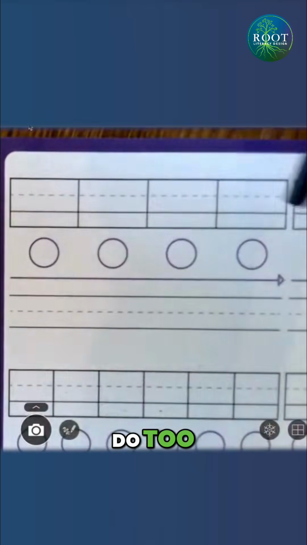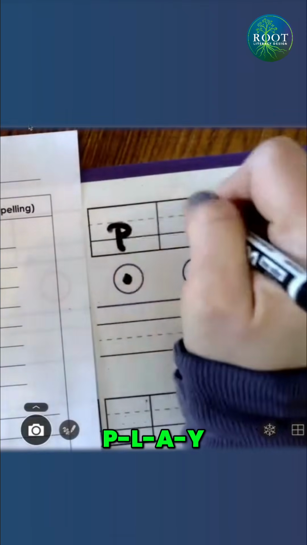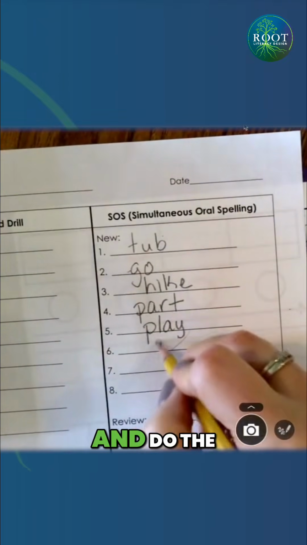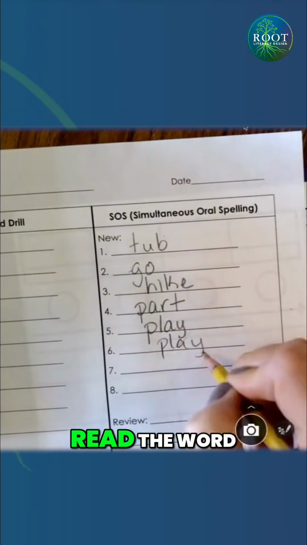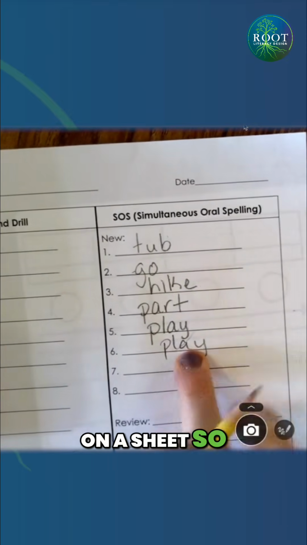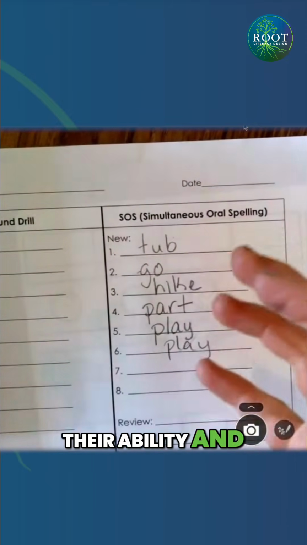What we could do too, if you want to use both simultaneously, sometimes there's like a classroom sheet, or you're looking for more of like a record, so you want students to write it. So you could use both, where you have students do P-L-A-Y, and then they could write it over here and do the P-L-A-Y, read the word. So instead of putting it here, they could put it on a sheet so that you have a running record of their ability and their work over time.